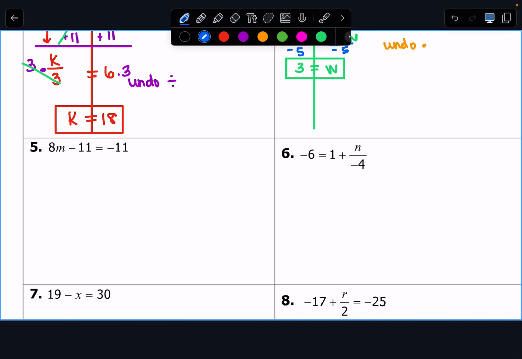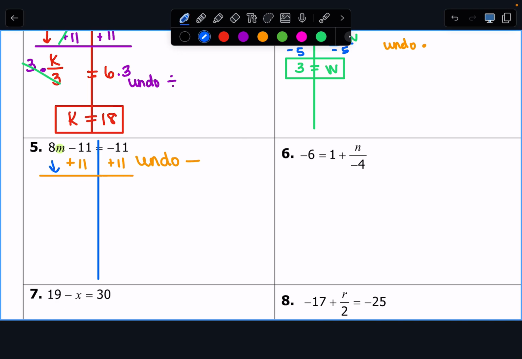Charles, what did you do first on number 5? I kind of just solved it. You have to know, because you have to show your work. So what number do we have to move first? The 11? And how do we do that? How is it tied to the M? So how do we undo subtraction? All right, so we're going to add 11 to both sides, is what Charles says.